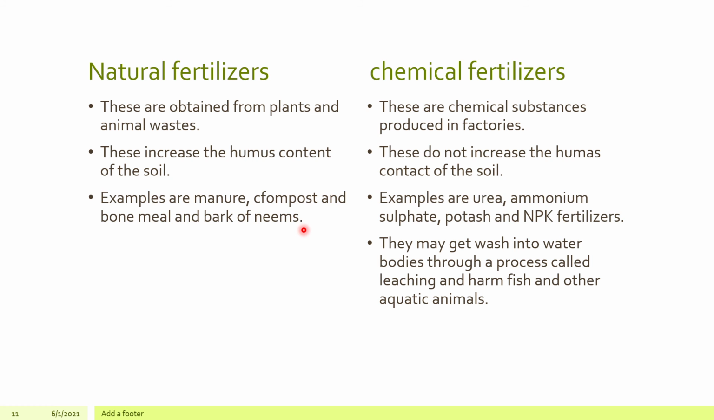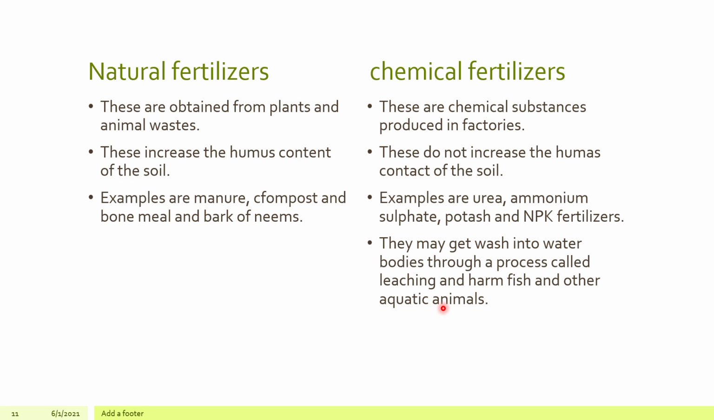सॉइल के अंदर बहुत सारे न्यूट्रिएंट्स फुलफिल करता है. And chemical fertilizers के एग्जांपल: यूरिया, ammonium sulfate, potash and NPK fertilizers. Okay, these are chemical fertilizers which have many nutrients but do not give humus to the soil, which is more important. Okay, one more point of chemical fertilizers, they may get washed into the water bodies through a process called leaching and harm fish and other aquatic animals.